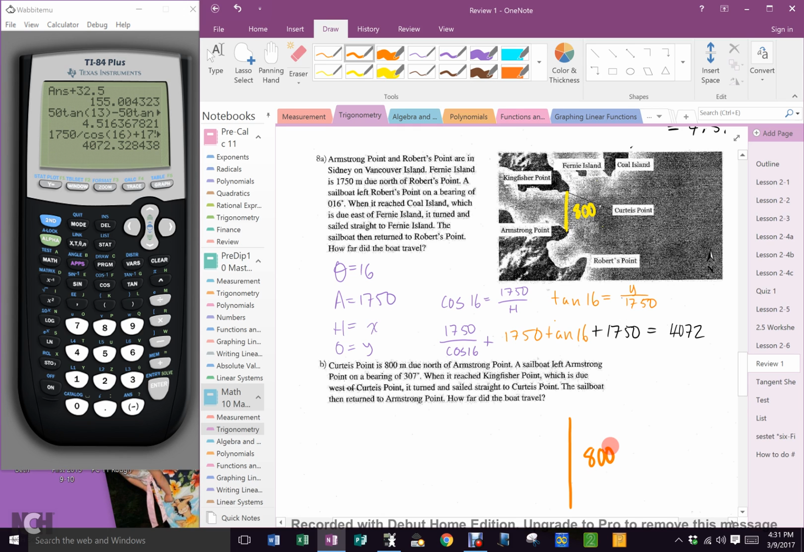$800. Then I leave Armstrong Point at 307. So I've gone all the way around to 307, which means what's left of the circle. There's 360 in a circle. So if I took off here at this is 307, this must be 53. And then I went across there.